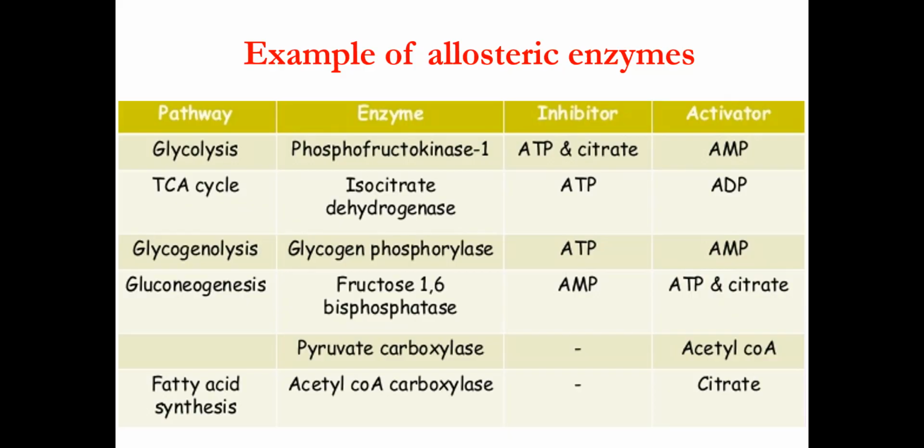Glycolysis is a pathway where the rate-limiting step is catalyzed by phosphofructokinase, which is mainly regulated, with glycolysis increased by AMP activation, whereas it is inhibited by ATP. When more energy is available in the cell, glycolysis is inhibited by ATP. Similarly, the TCA cycle is mainly regulated by the enzyme isocitrate dehydrogenase. ATP is an inhibitor of isocitrate dehydrogenase, whereas ADP is the activator. These are good examples of allosteric enzymes.